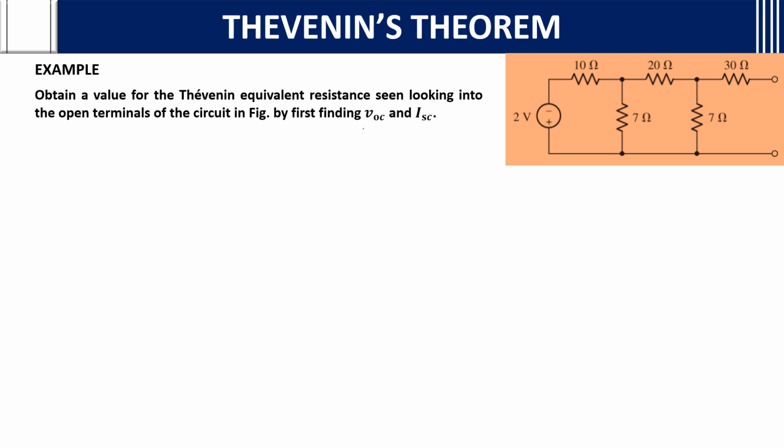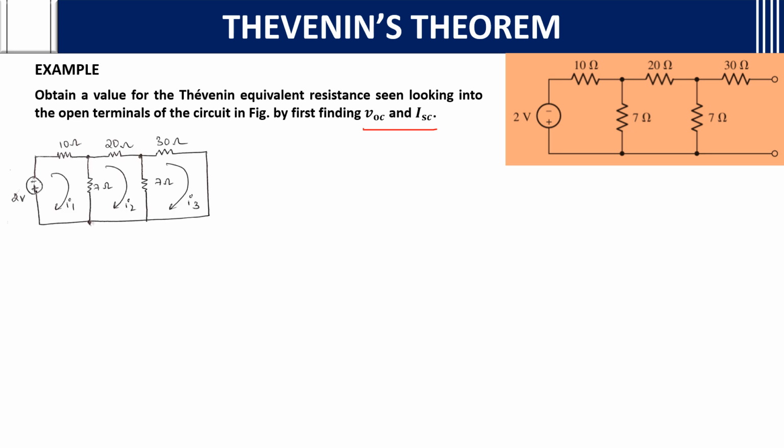RTH, how will we find? RTH equals VOC by ISC. We can do this by using Ohm's law. Here we can easily find VOC, because there is no current source or anything, there is only resistance. You can easily find VOC across these open terminals. Okay, we will see how now.